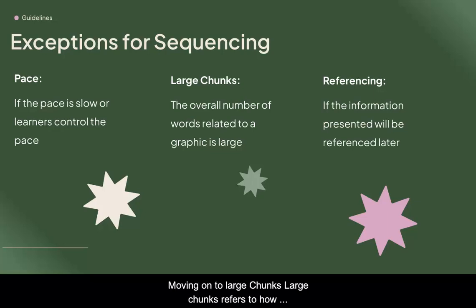Moving on to large chunks. Large chunks refers to how much information is being presented at once. If the script for the information being presented alongside a graphic is long, then presenting printed text alongside audio reduces the necessary load on learners' working memory. An example of this could be a movie for a media interpretation course where subtitles are enabled.